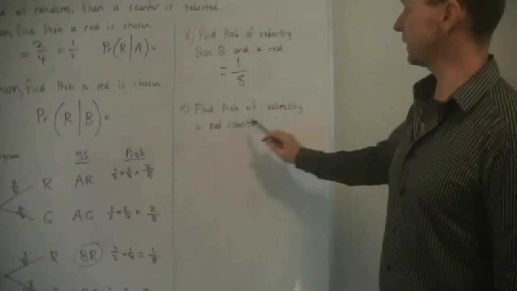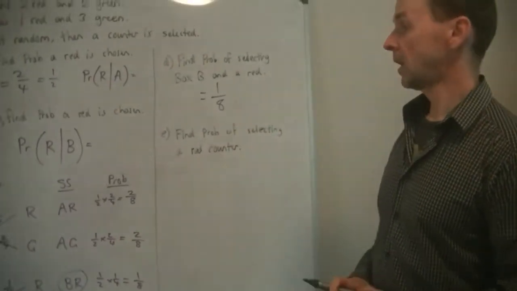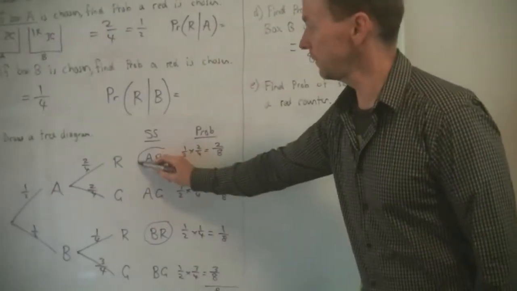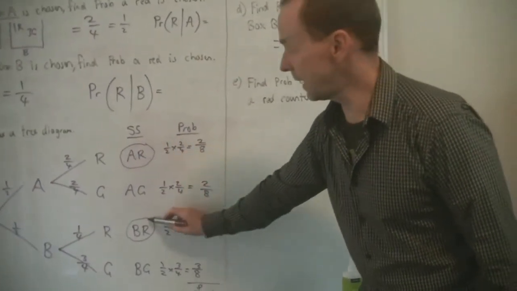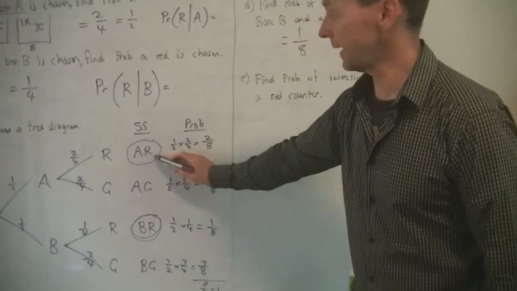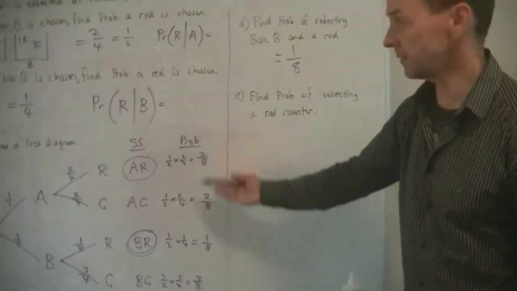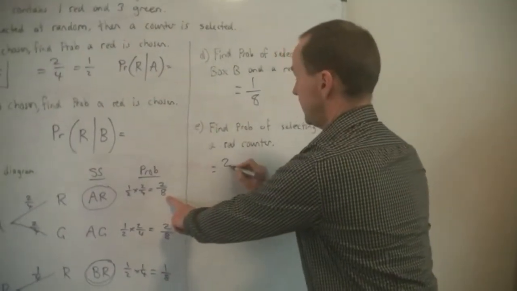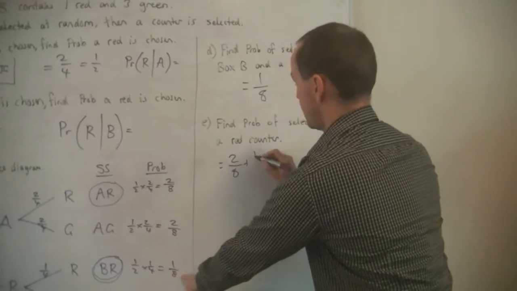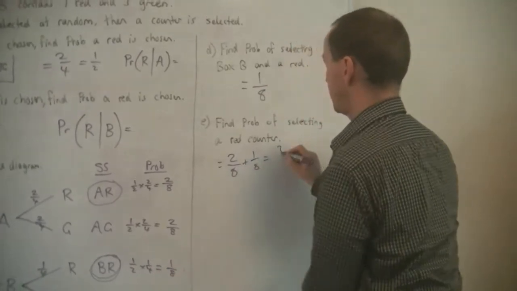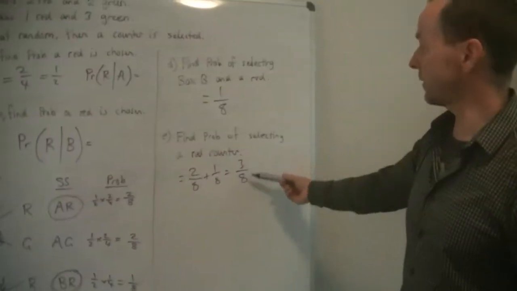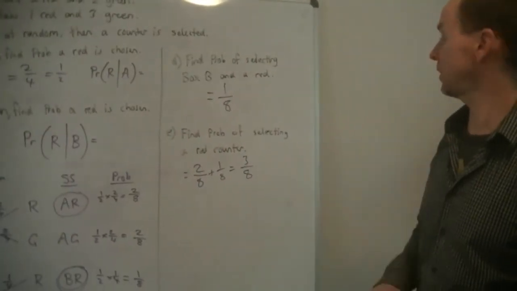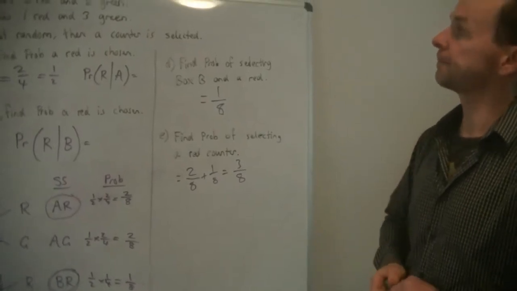Find the probability of selecting a red counter. Alright, so this time, which ones are red counters? We've got here, we've selected a red counter, and also this one again. We've got box A and a red, or box B and a red. It doesn't specify which box you picked it from. So the answer for this one is 2/8 plus 1/8, which is 3/8. So if you picked a counter out, you've got 3/8 of a chance of picking out a red counter.